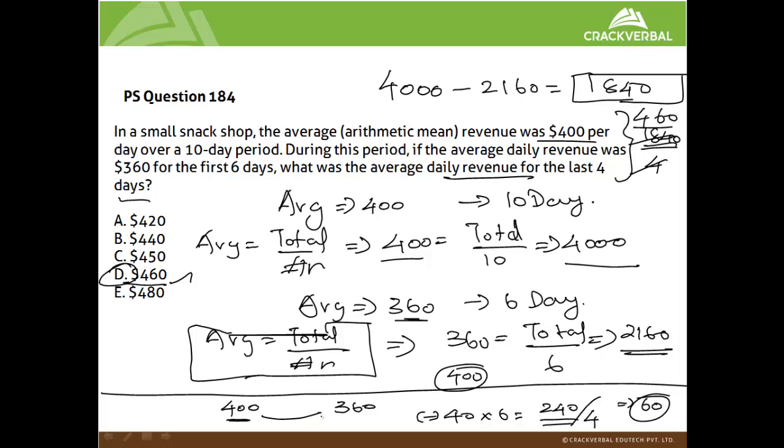We are behind 40, so 40 into 6 days we are behind 240. So that means we have to compensate with 60 for each and every next 4 days to compensate for 400 as an average. So that's it. So 400 plus 60, 460 is the total value they have to do for the next 4 days to compensate the average as 400.